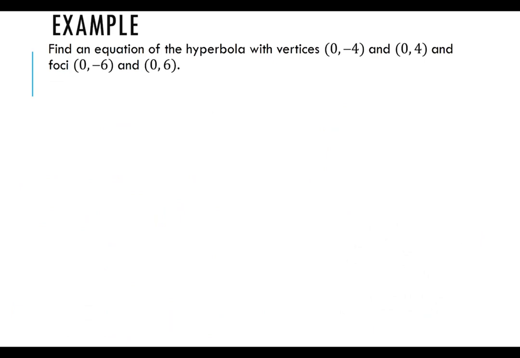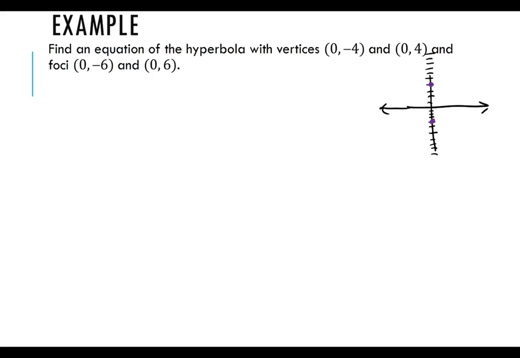We want to find an equation of a hyperbola with vertices 0, negative 4, 0, 4, and foci 0, negative 6, 0, 6. Now in general, I think sketching is a great idea. I'm going to do a very rough sketch. So my vertices are 0, negative 4 and 0, positive 4. Recognize that we went up a distance of 4 and down a distance of 4, which means that we should know what our center is.